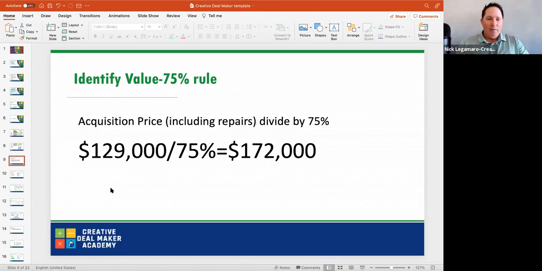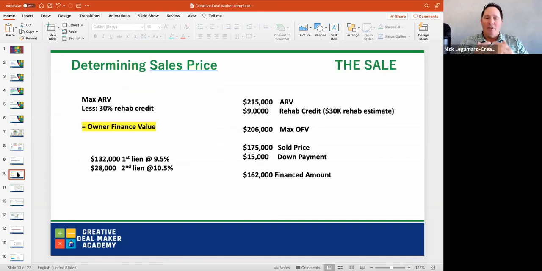That's the very first thing I do. Then the next thing, let me go down to the next slide here. I'm going to determine what the sales price is. This has a couple different pieces of information on it, so I'm going to start on the right side first. I identified the value being about $215,000. If I was going to do rehab, which we're not going to do, but I want to assume that somebody would do the rehab, I put it at $30,000, extremely high.